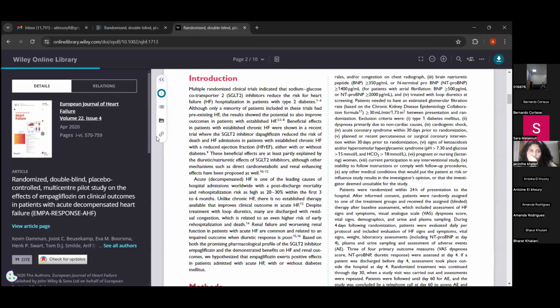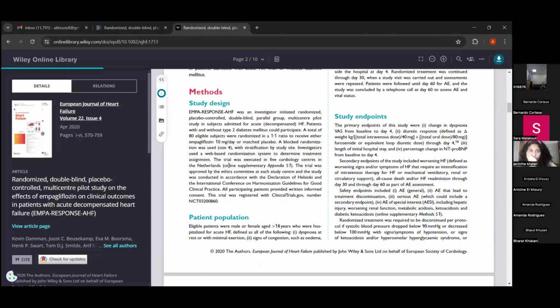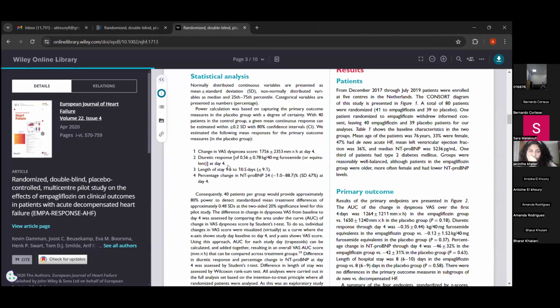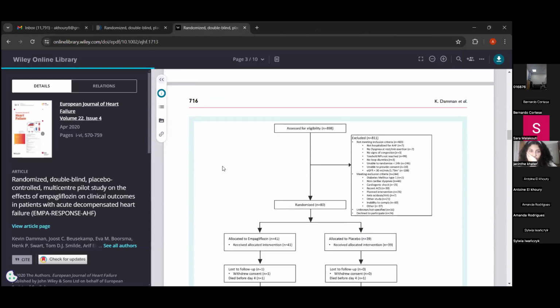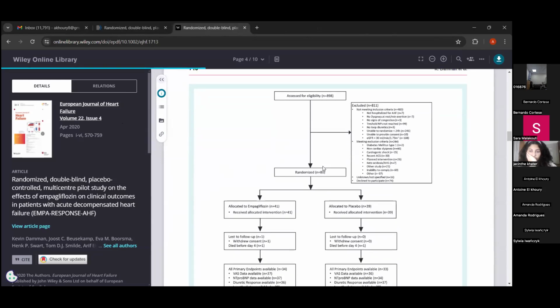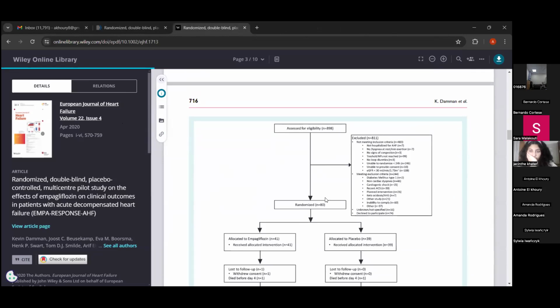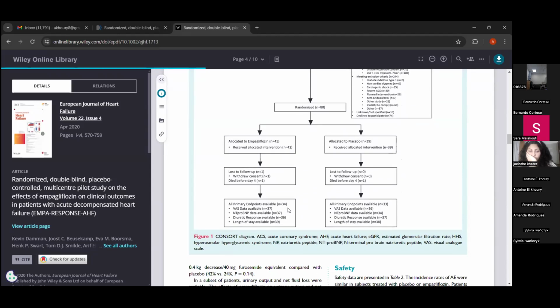Okay, let's go down. So it's 80 patients. Assessed for eligibility, 800. So a lot of patients were excluded. Yeah, that's incredible. More than 90%. Wow. Then allocated to empagliflozin, placebo, lost to follow-up, 1.